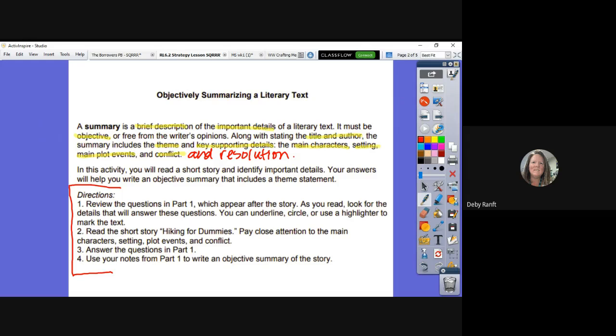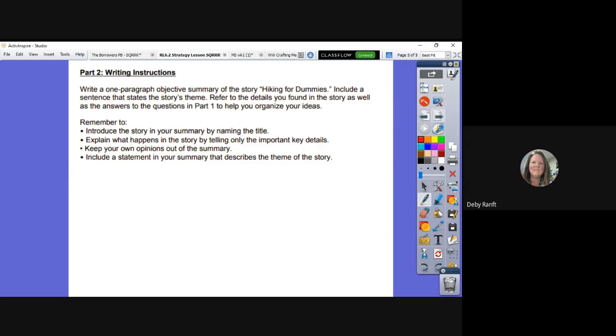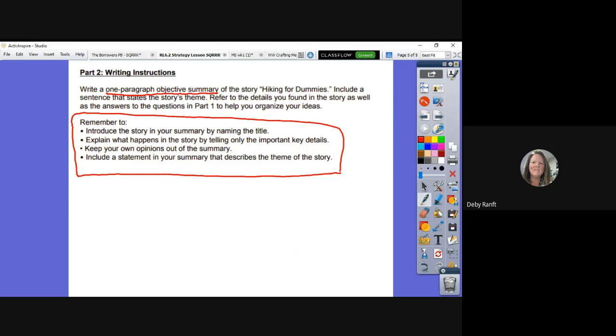Now, if you go to the actual writing page, it tells you it's a 1-paragraph summary. Okay? It needs to include all those things we just talked about. And it should include all of the things that you wrote as answers in those questions. If it takes you more than 1 paragraph, that's fine. But it cannot be less. Okay? This is kind of your checklist. You should be doing all of these things.